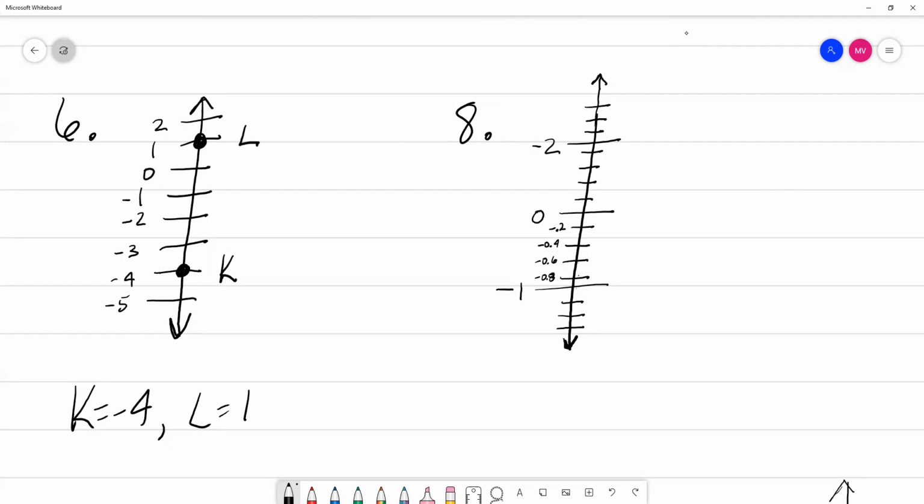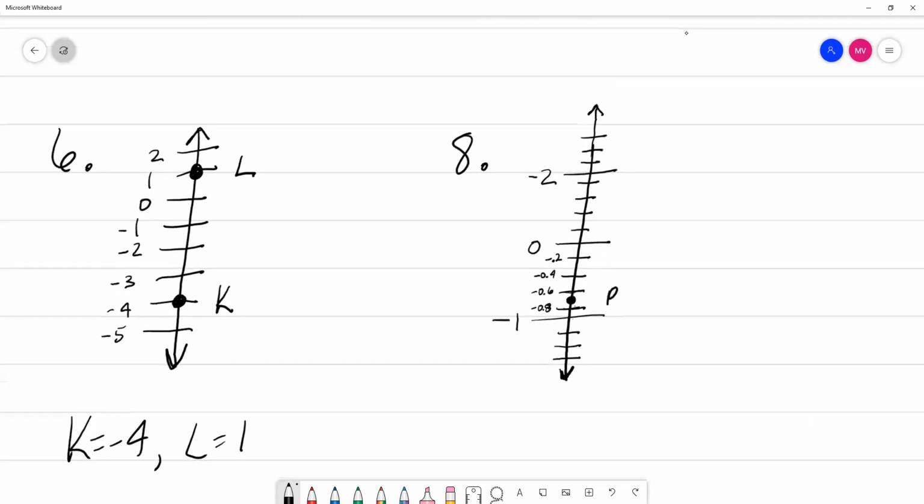Okay, so for number 8, P is -0.7. So you have 0.6 as your line segment here and 0.8 as your line segment here. So right there in the center, that's our -0.7. So we'll label that as P.